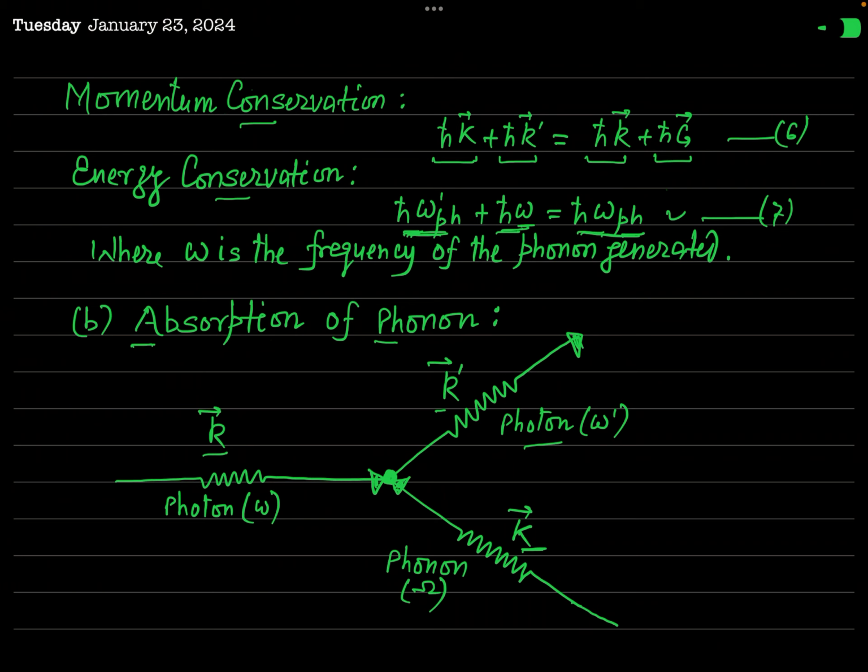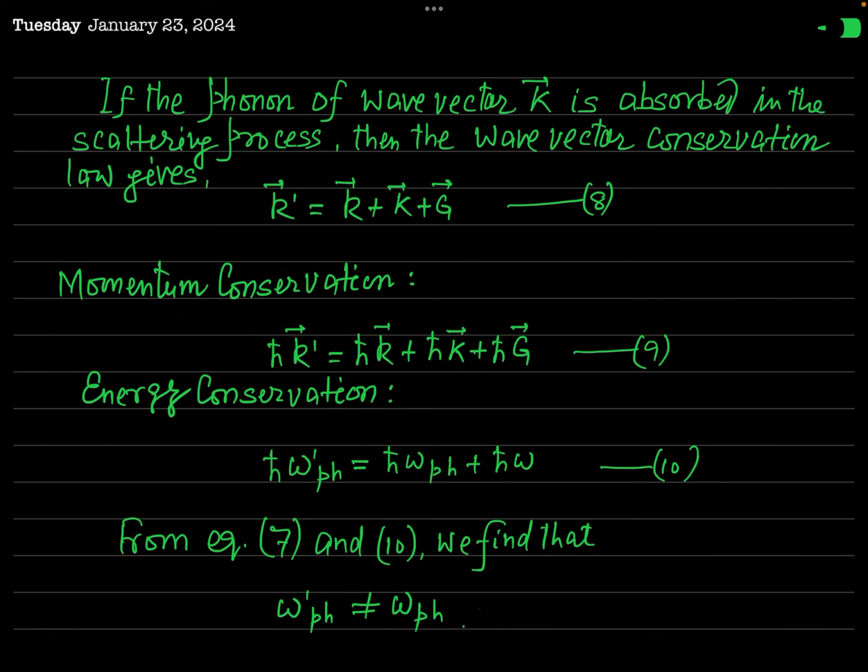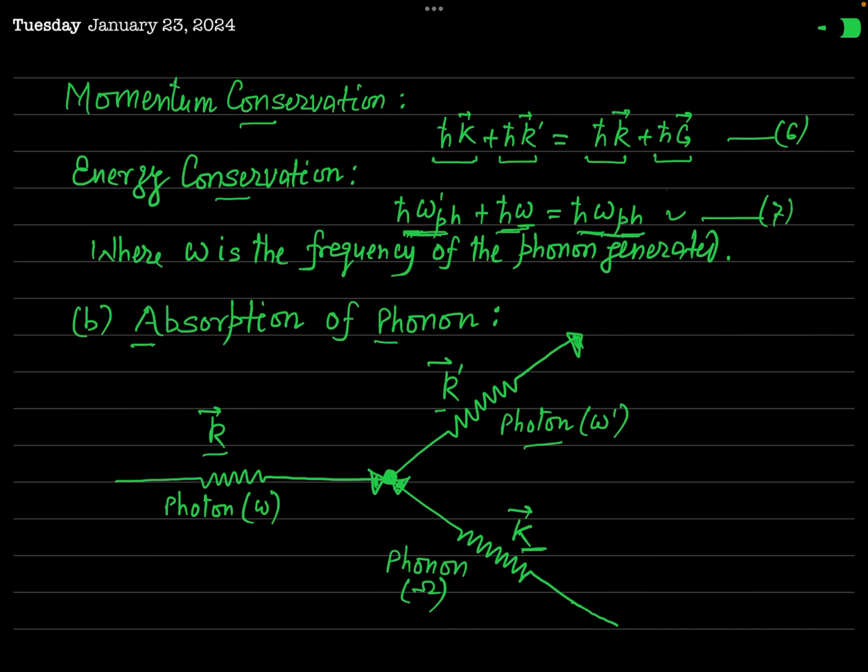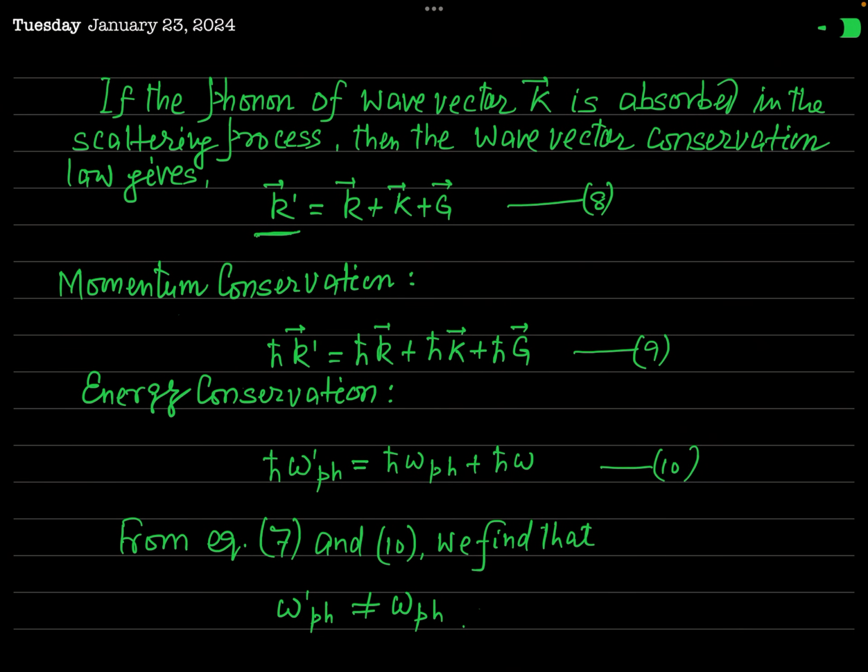Okay, here there is an absorption of phonon. So if your aim is to write down the conservation law for the wave vector, or the selection rule for the wave vector, how can you write? In this case, you can write the conservation law for the wave vector in this manner. Kappa dashed, this is the wave vector of the scattered photon, will be equal to kappa plus k plus the reciprocal lattice vector g. Okay, so kappa dashed is equal to kappa plus k plus g. k is the wave vector of phonon, kappa is the wave vector of incident photon, g is the reciprocal lattice vector, and kappa dashed is the wave vector of the scattered photon.